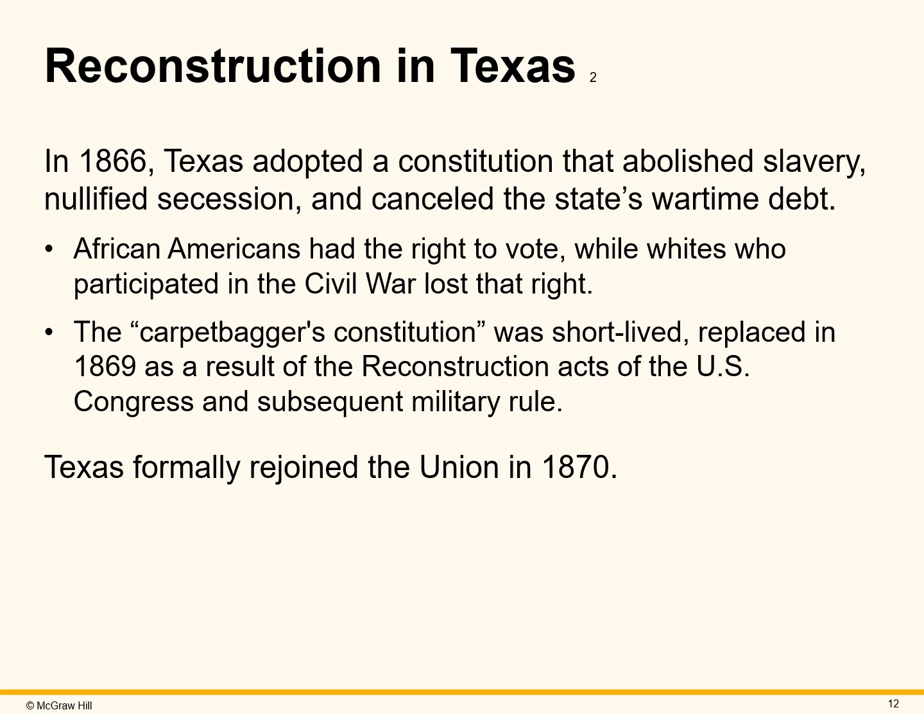In 1866, Texas adopted a constitution that abolished slavery, nullified secession, and canceled the state's wartime debt. African Americans had the right to vote, while whites who participated in the Civil War lost that right. The Carpetbaggers Constitution was short-lived, replaced in 1869 as a result of the Reconstruction Acts of the United States Congress and subsequent military rule. Texas formally joined the Union in 1870.